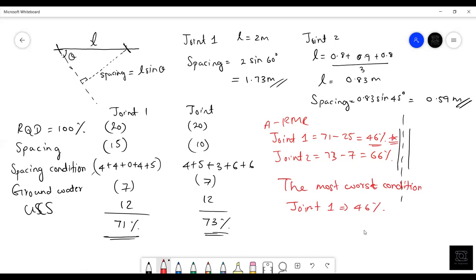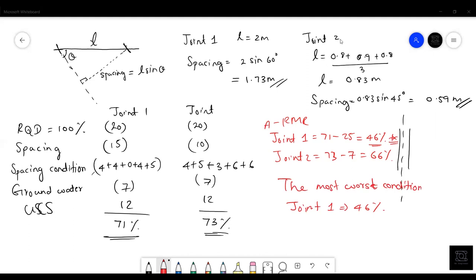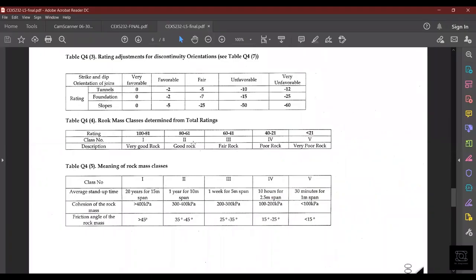They are asking us to propose an internal frictional angle and cohesion, so again we have to go to the chart. In the middle chart, the rock mass determination from total rating, our rating was 46. If it is 46, it falls under class 3. For class 3, you can see the cohesion is 200 to 300, and the friction values are 25 to 35 degrees. Fairly simple calculation, right? It's an easy part.